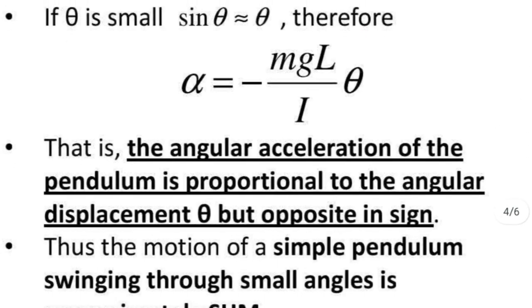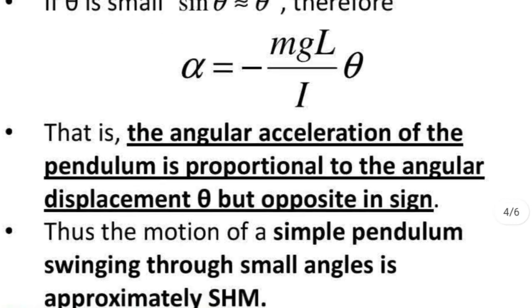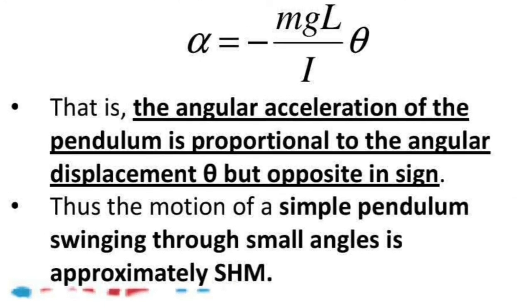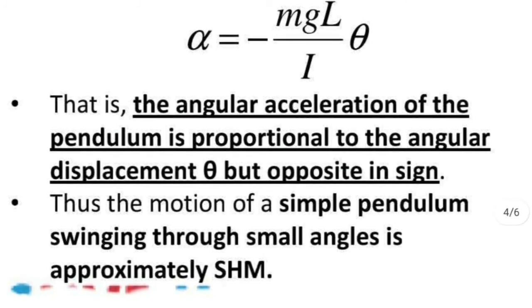This small amplitude oscillation condition we are getting by taking theta as very small. So this is applicable only when theta is very small. Theta very small means what? The amplitude of oscillation is small. So we can conclude that for small amplitude oscillations of a simple pendulum, the oscillations are simple harmonic. That means alpha is proportional to minus theta because of that. So this is the expression for alpha.